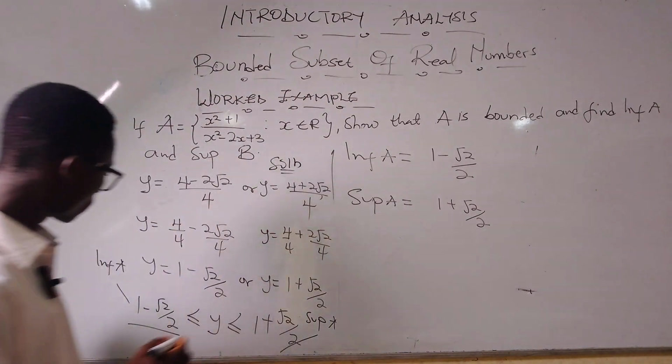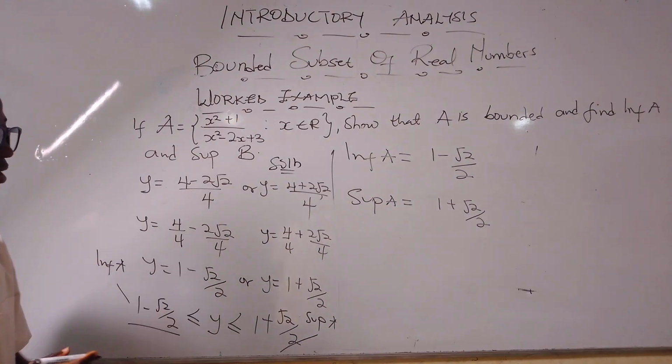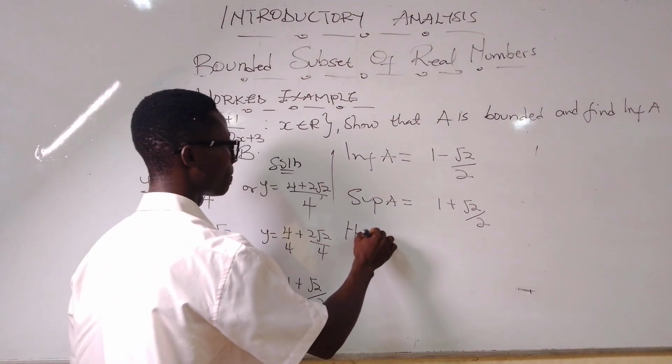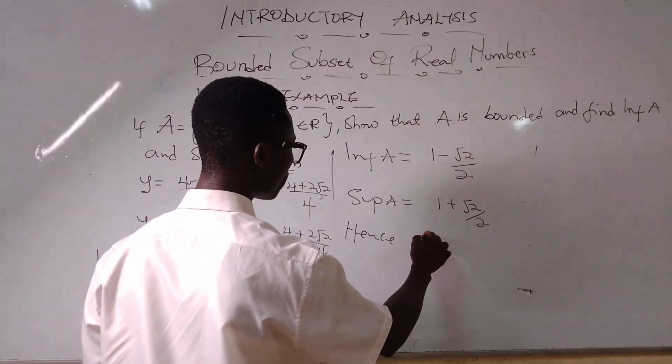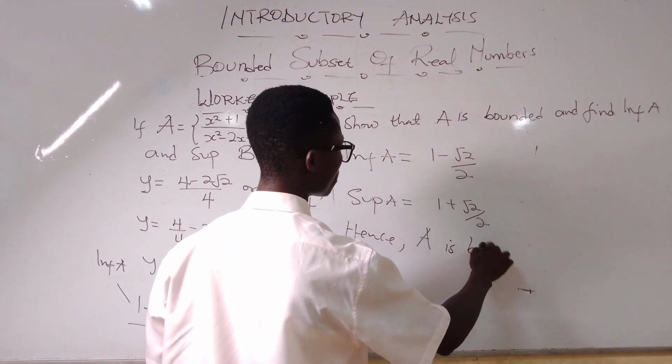So since we have the infimum and then the supremum of this set A, hence we will say that the given set A is bounded.